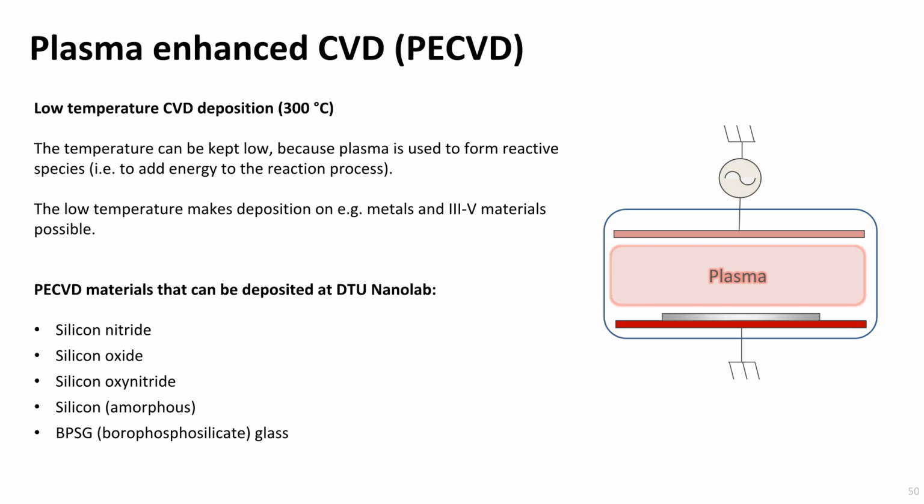materials may vary. At DTU Nanolab, the following materials can be deposited by PECVD: silicon nitride, silicon oxide, silicon oxynitride, amorphous silicon, and borophosphosilicate glass. These can also be doped in situ with boron and/or phosphorus. PECVD allows for far more flexibility in tuning processes to create, for example, silicon oxynitrides of different stoichiometry than LPCVD does.